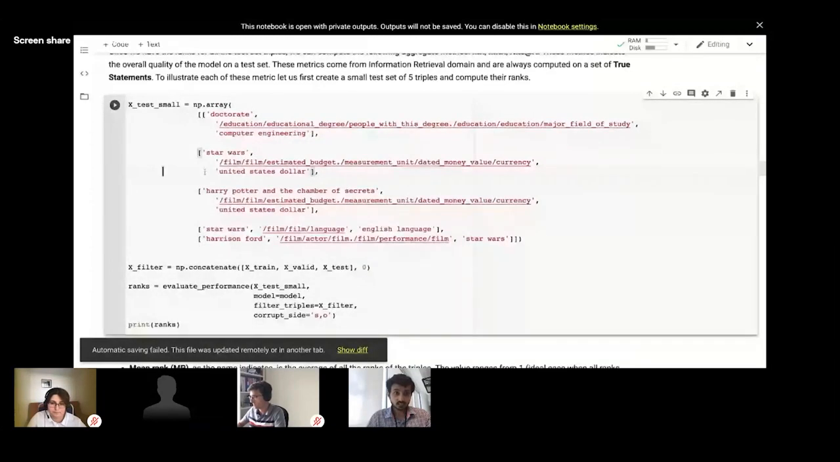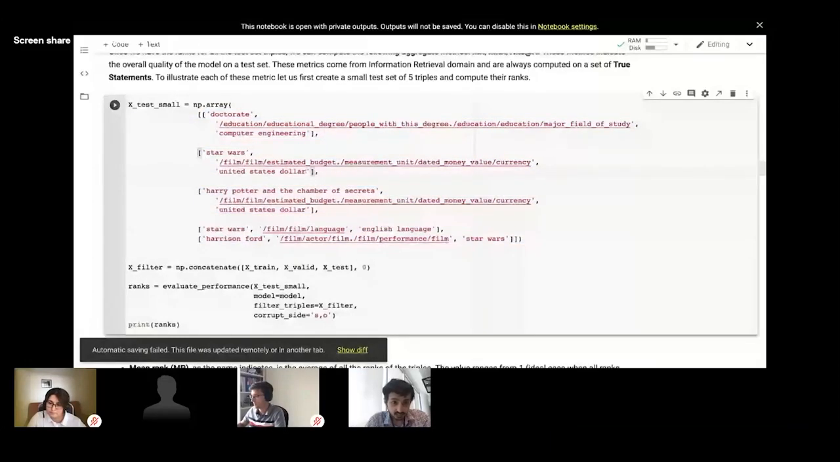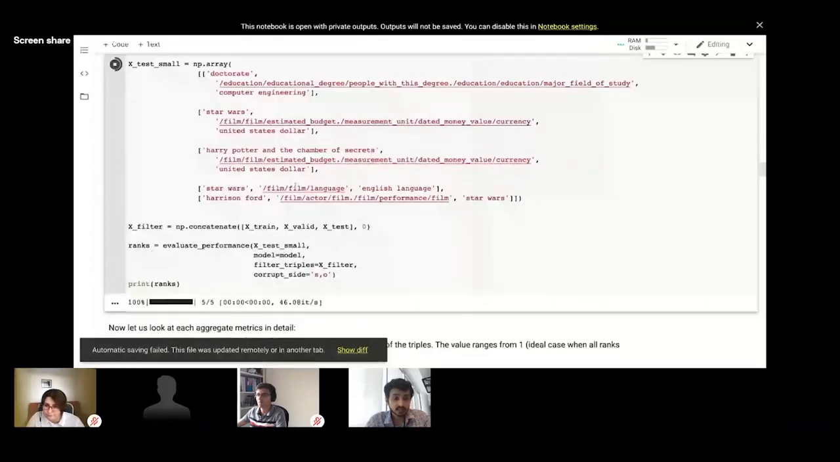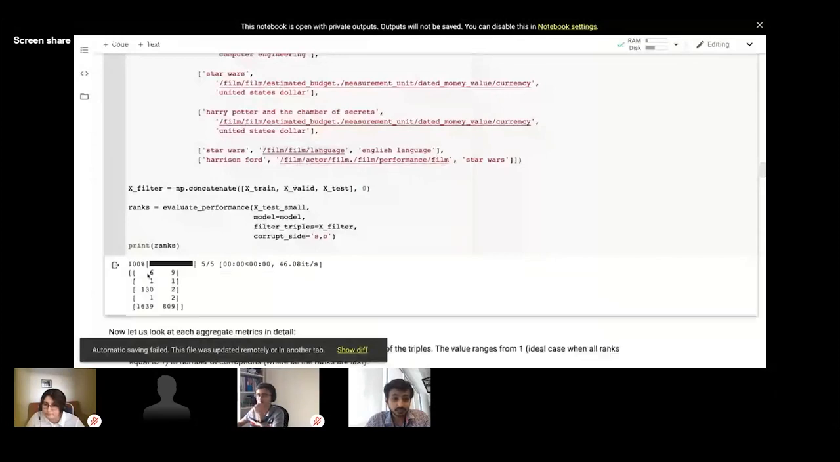So if you see here, you have a set of 5 statements that I chose. These are true statements. Like Star Wars currency was United States dollars. Similarly, Star Wars language English, Harrison Ford performed in Star Wars, and so on. So when I run this and evaluate on these 5 triples, what happens is I get 5 ranks. So now you see there are 5 rows. These are the 5 ranks that I get.